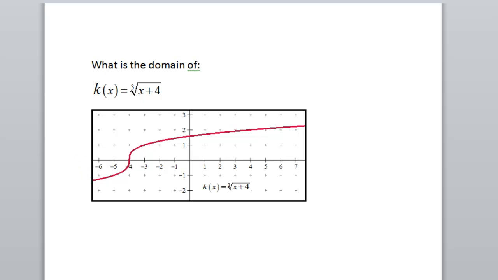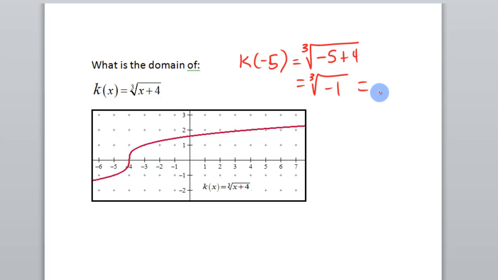So let's go ahead and put in -5 into this function, and we'll see that we get the cubic root this time of -5 plus 4. -5 plus 4 is -1. Remember last time I had a square root of -1. I couldn't do it. But the cubed root of -1? What number times itself 3 times is -1? -1. There's that point.